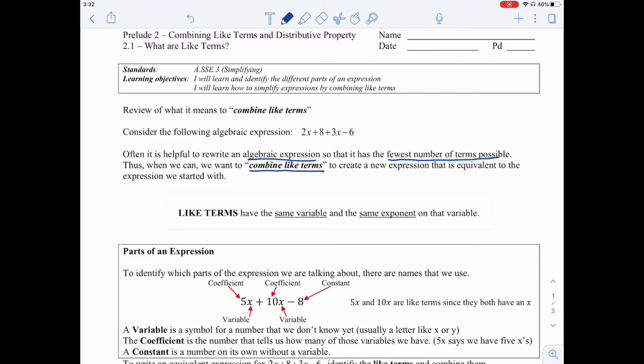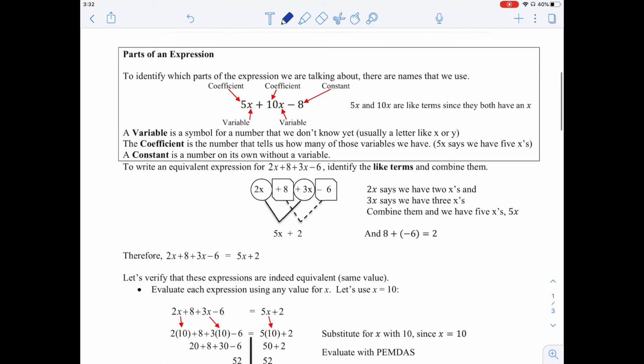So like terms have the same variable, with the same exponent on that variable. When we're talking about parts of an expression, we look at the coefficient, which is the number in front of your variable. This one is 5. This one in the middle, this coefficient is 10. And this one does not have a variable, so we just call it a constant. Okay? And then the variable is a letter. So this one's the x. This one's also an x.